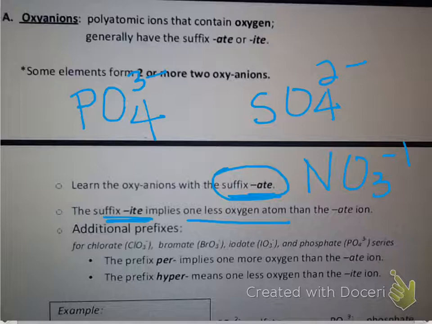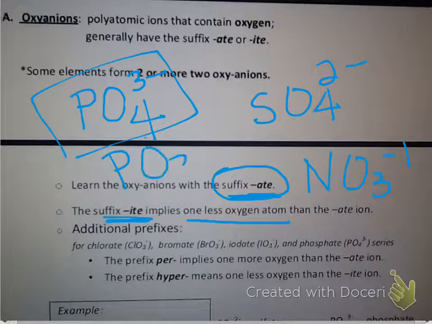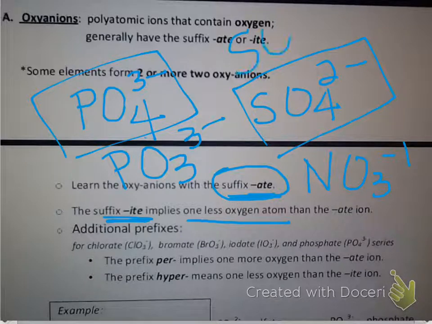So for example, remember how I said this PO4 3 negative is phosphate? If there's a phosphite, and there is, it contains one less oxygen than the ate. So phosphite is PO3 3 negative. Can you guess what sulfite is? If sulfate is SO4 2 negative, sulfite is SO3 2 negative.